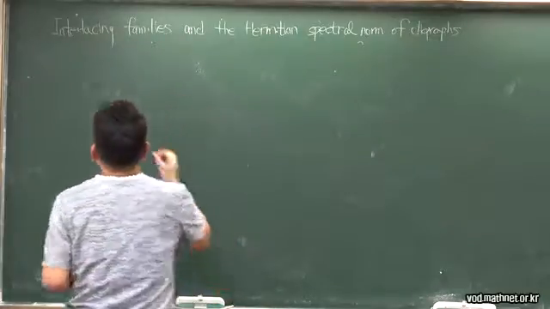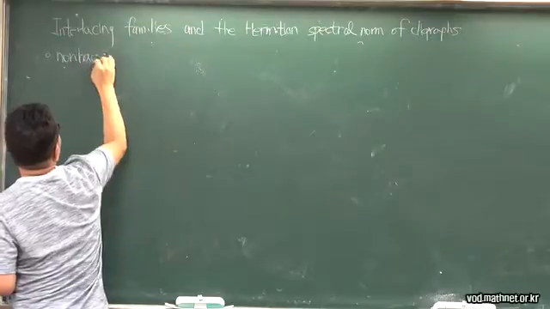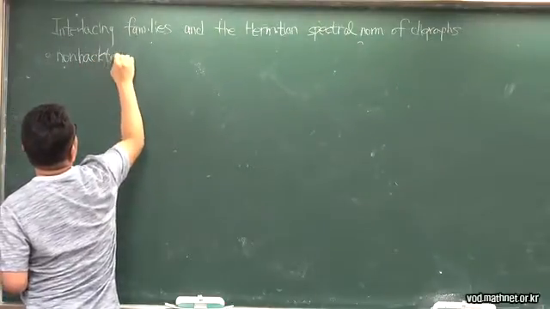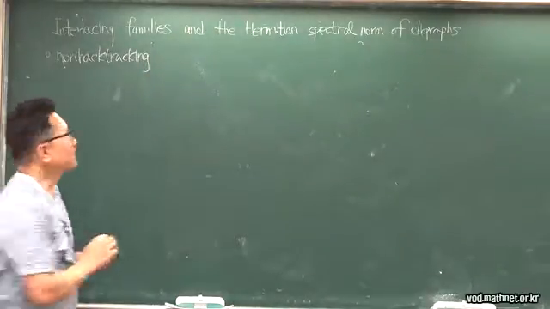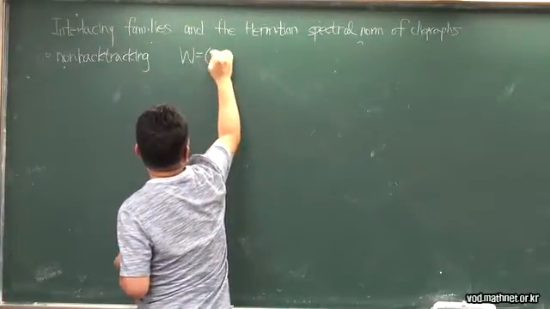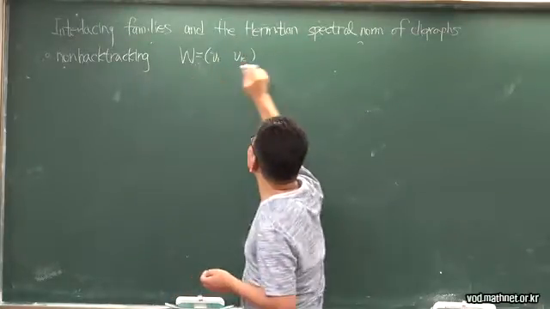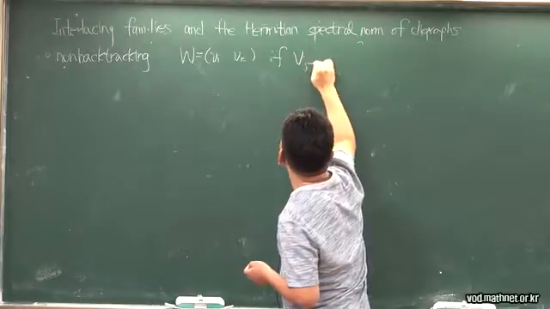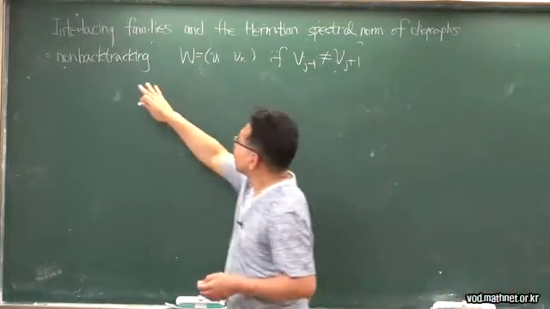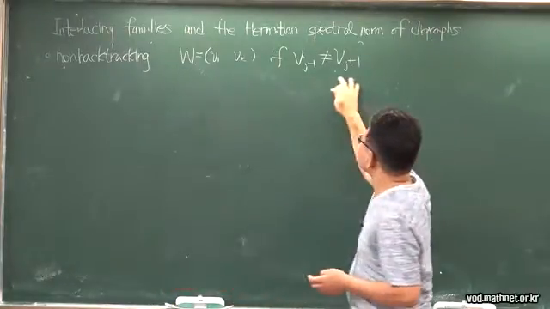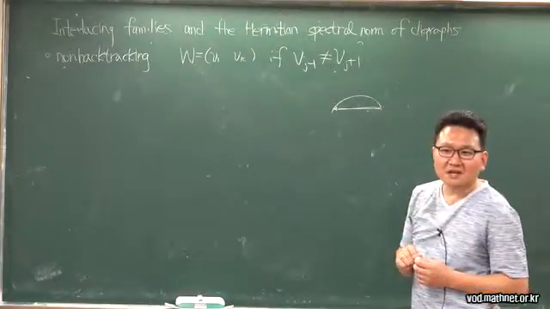Here is the definition for non-backtracking walk. Non-backtracking means that v_{j-1} is not equal to v_{j+1}. So a non-backtracking walk of a graph satisfies this. That means if we go in here, we do not go back, for every j.